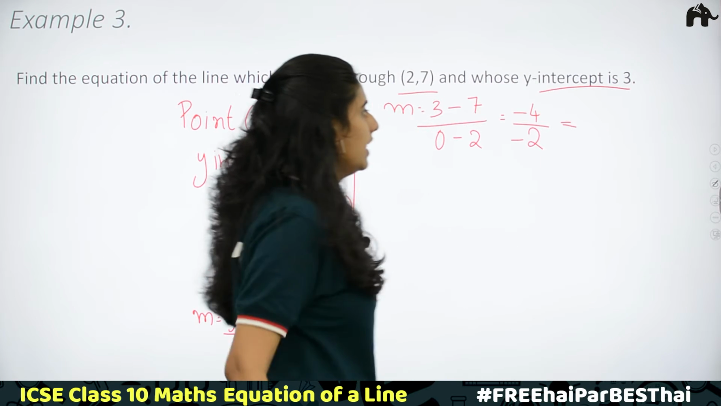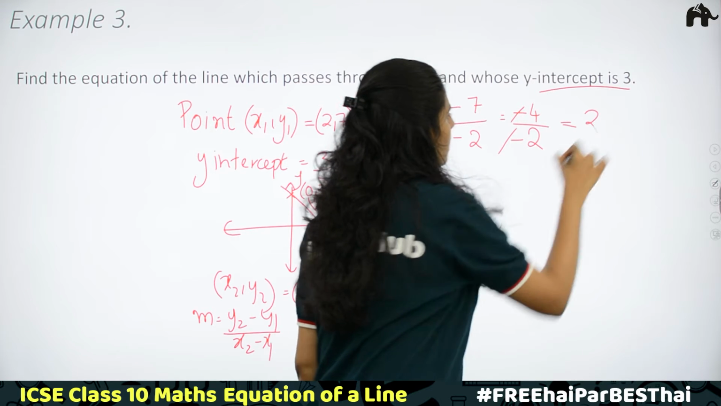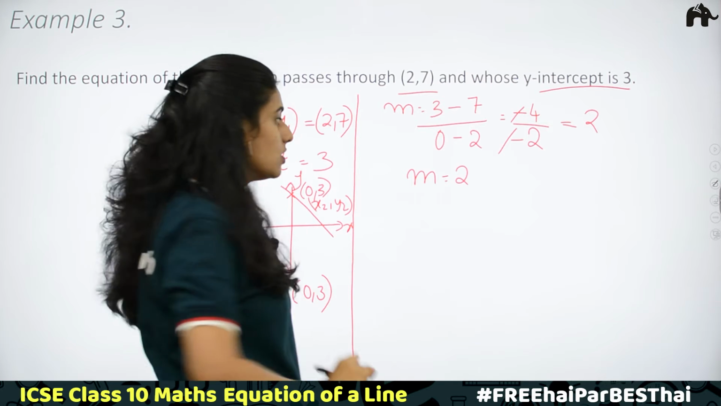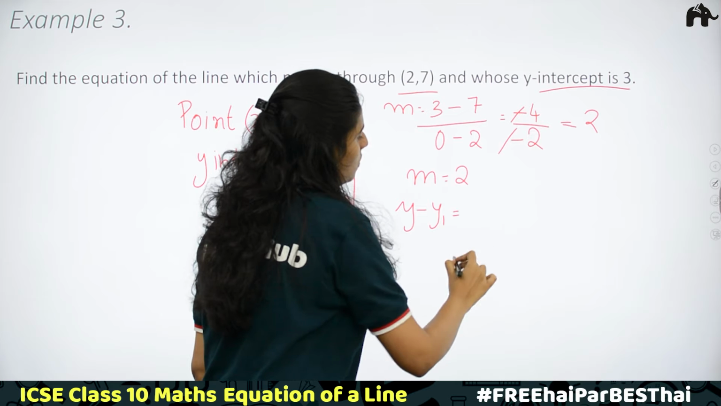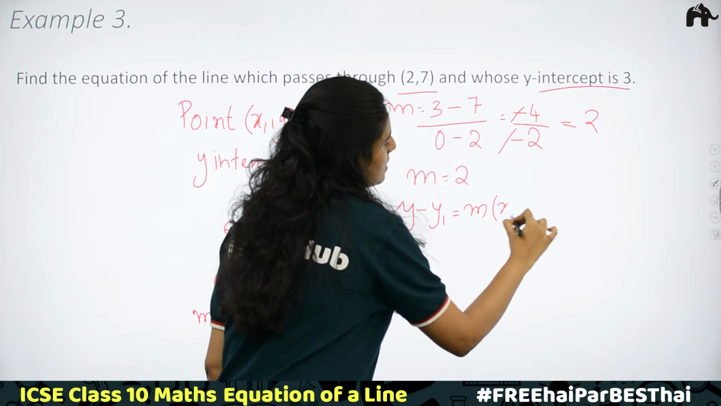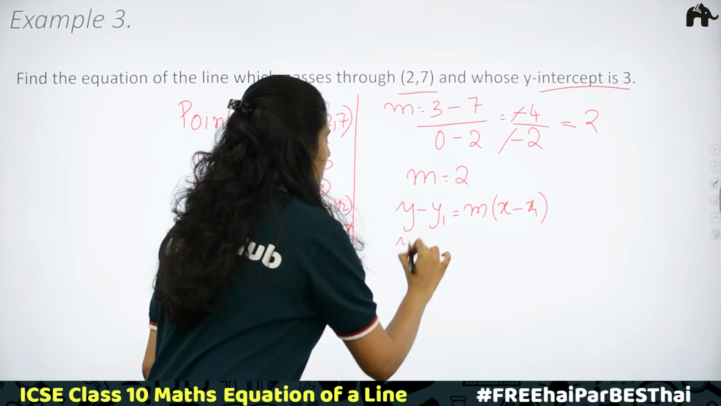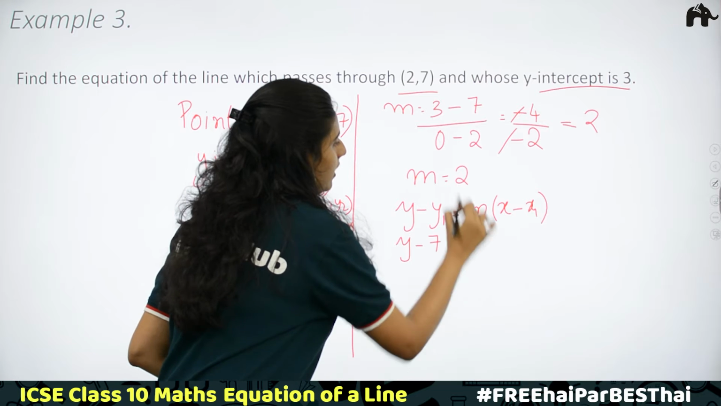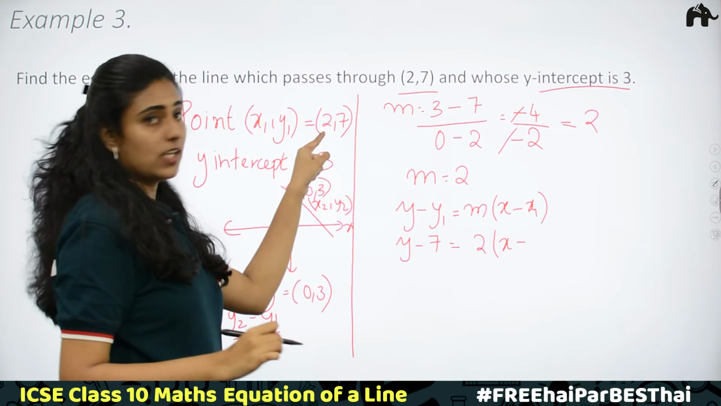Equal to, negatives can be removed, 4 by 2. 4 by 2 is equal to 2. Therefore, we got the slope m is equal to 2. Now, the point-slope form: y minus y1 is equal to m into x minus x1. Put the values. y minus y1, which is 7, is equal to m, which is 2, into x minus x1. x1 is 2.